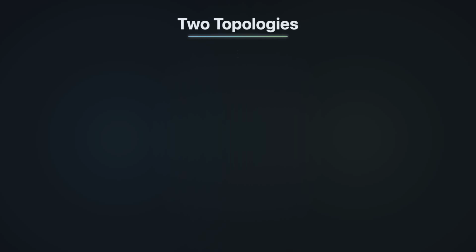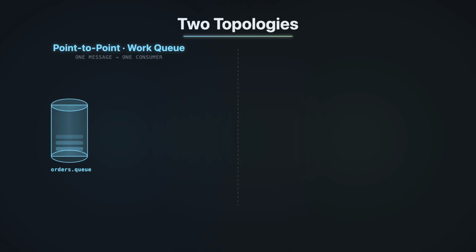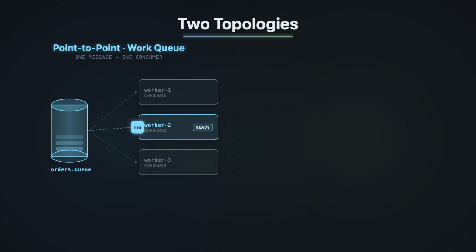Almost every message queue supports 2 fundamentally different delivery patterns. It's worth being able to tell them apart. The first is point-to-point, also called a work queue. One message goes to exactly one consumer. If 3 workers are all pulling from the same queue, each message is handled by whichever worker grabs it first. The others don't see it.